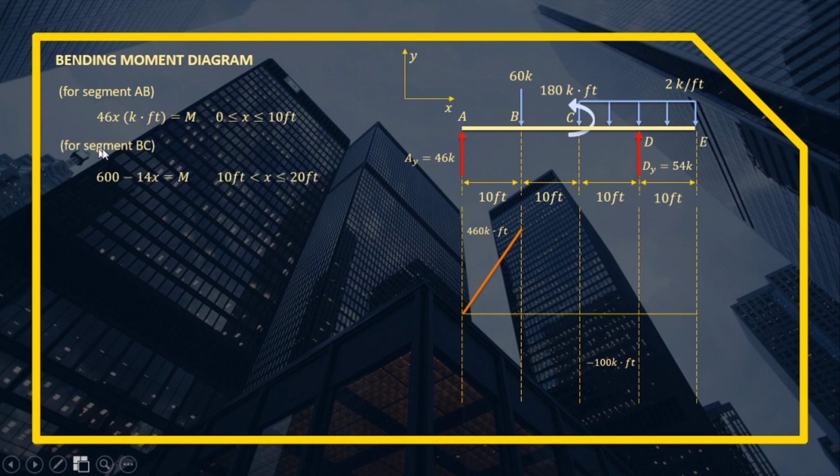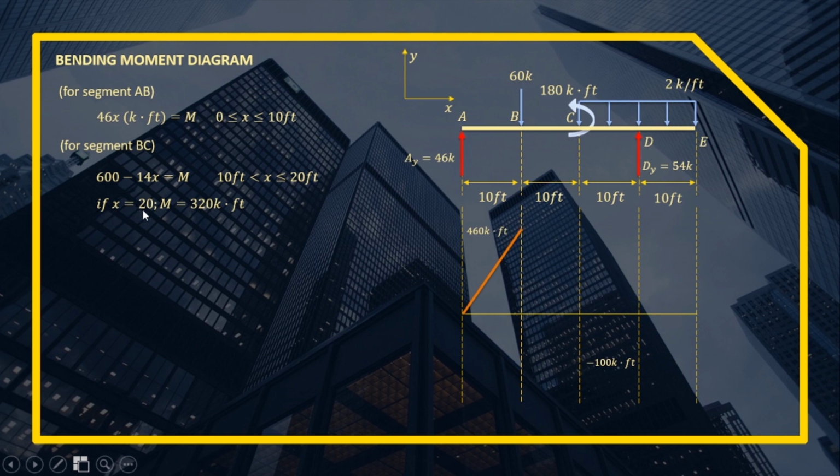So, next, for segment BC naman, this is the equation for moment. 600 minus 14x, and yung dadaanan niya is from 10 feet to 20 feet. Check natin guys, if x equals to 10, 600 minus 14 times 10, that is 140. So 600 minus 140, babalik pa din sa 460.